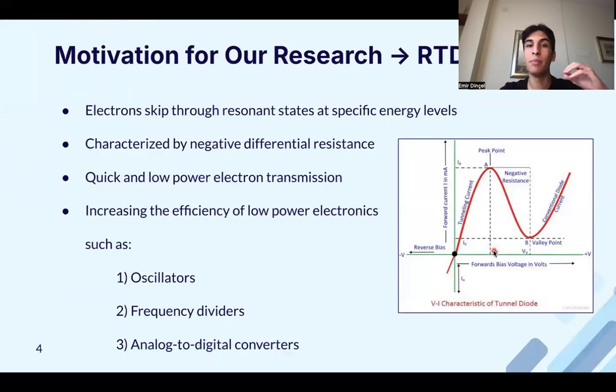So we had a few main motivations for our research, but perhaps the most prominent one was resonant tunneling diodes, which is a phenomenon where electrons are able to skip through resonant states at specific energy levels. And this can further be characterized by the negative differential resistance, as you can see on the right here. This allows for quick and low power electron transmissions, which increases the efficiency of low power electronics, such as oscillators, frequency dividers, and analog to digital converters, which we use frequently in real life applications.